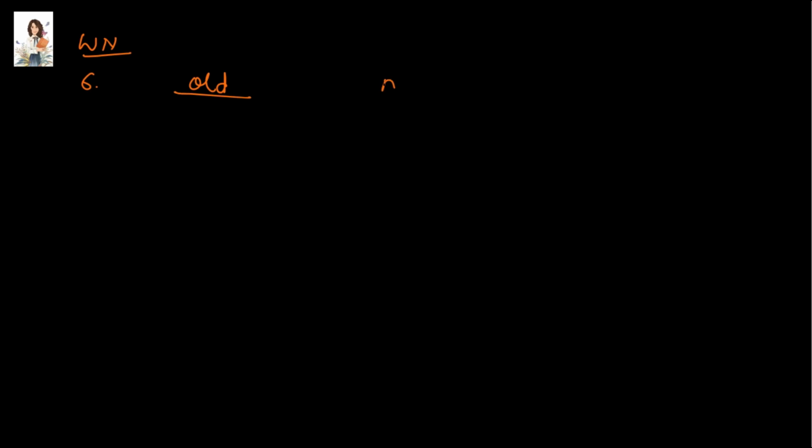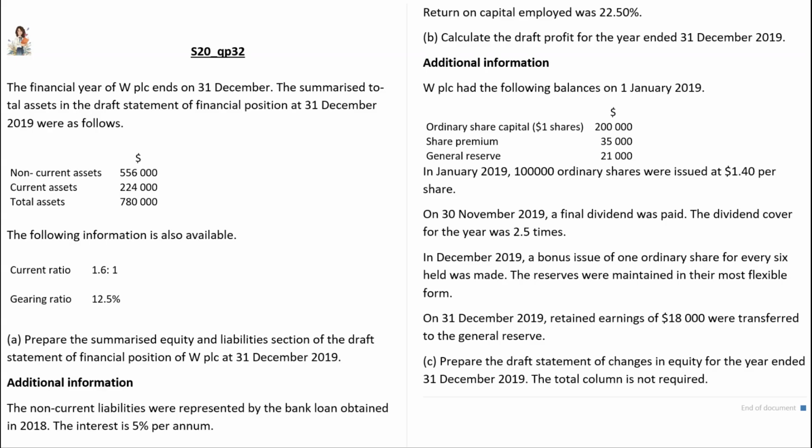Old shares, new shares. For every 6 old shares, 1 new share was issued. At the beginning of the year, the number of shares issued by the company was 200,000. During the year, the company issued a further 100,000 shares. So by the time of bonus issue, that is the end of the year, the company had in total 200,000 plus 100,000. That means 300,000 issued shares.